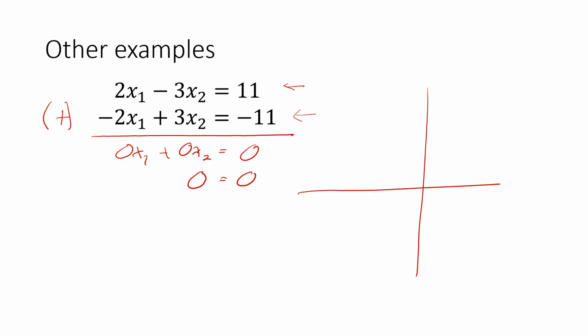If we were to take these and draw these out, what do we get? Well, our first equation looks like this. Our first line looks like this. Our second line looks like that, directly on top of it. So what that means is that we have infinitely many solutions. Any point on that line is a solution. Okay? So that is another type of system of linear equations.